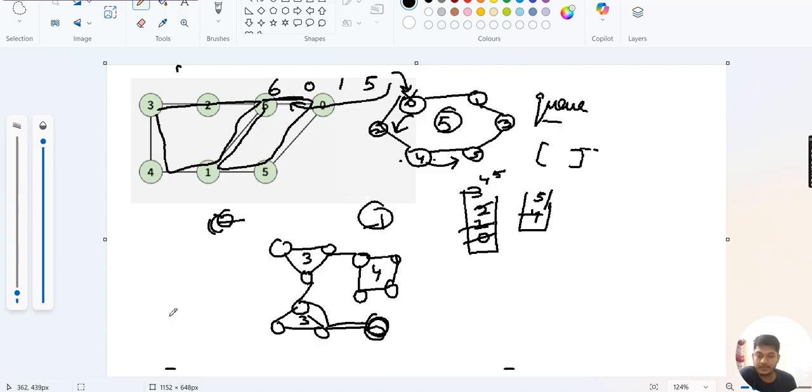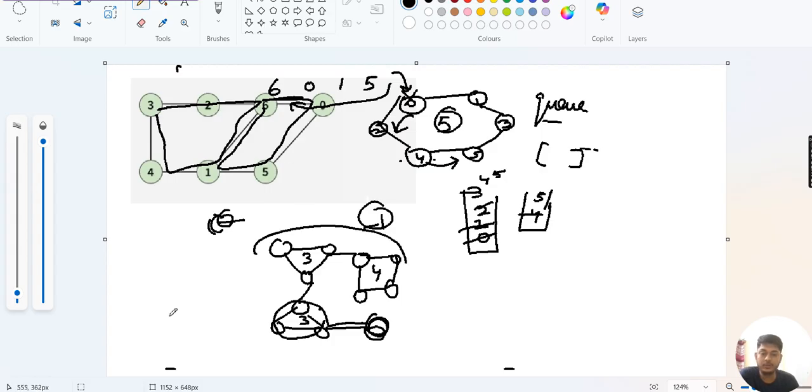But if we start from this vertex, we will find a cycle. There is no problem in finding a cycle. We will definitely find a cycle. But once we find a cycle, there is a problem that we will not be able to find the exact length.